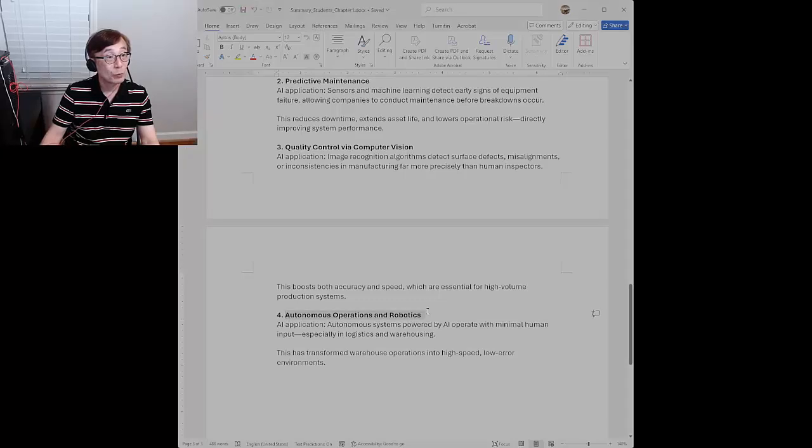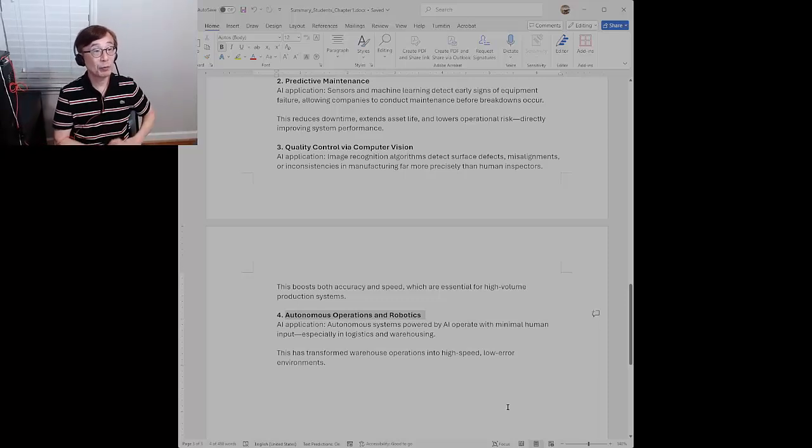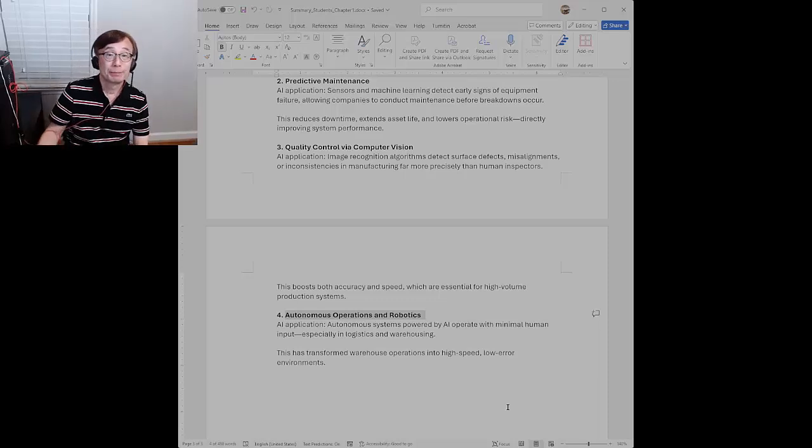The last thing with AI is autonomous operation and robotics. That's another huge thing with AI. Because again, that's another downside of human input, because we cannot do all those little things as well as things that need power or need big hands.